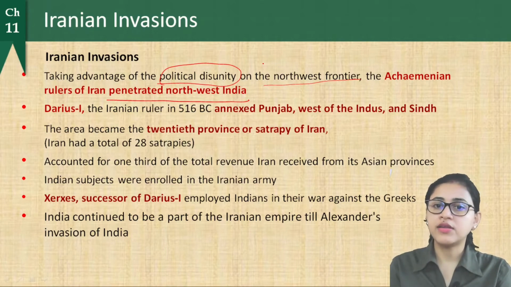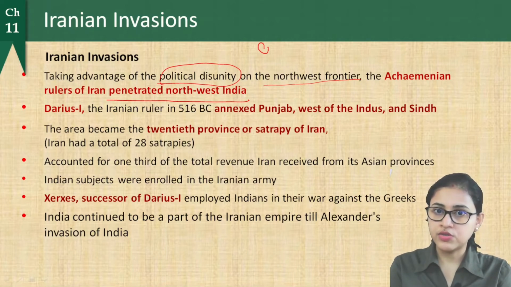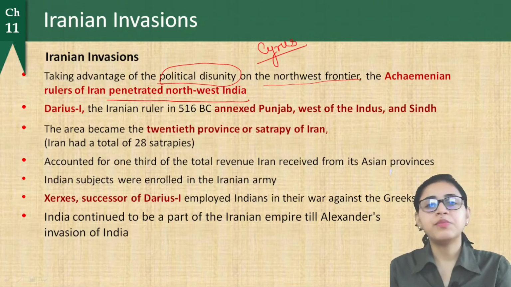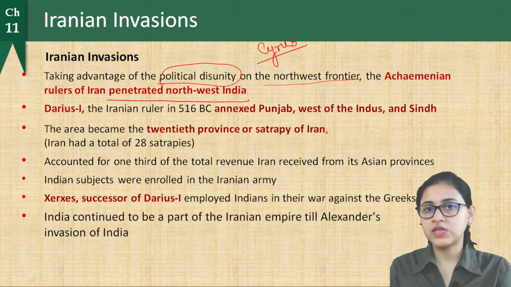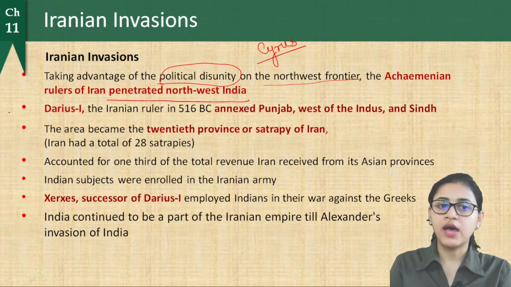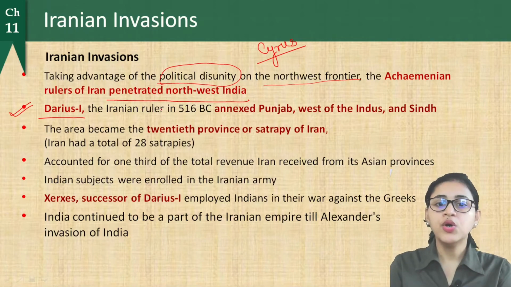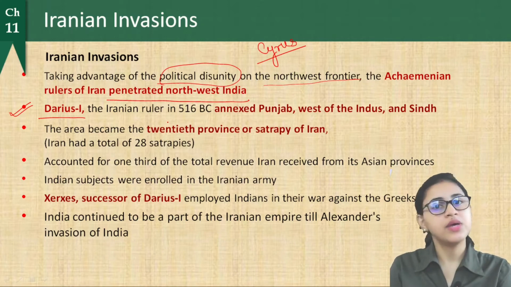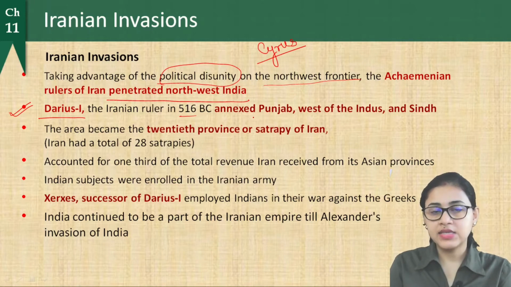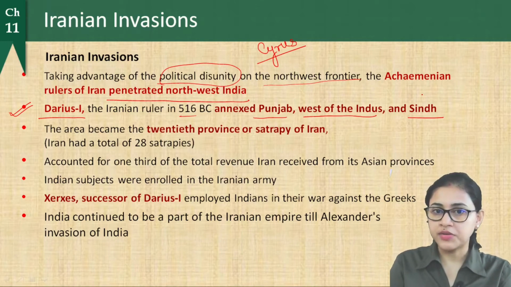Now when we talk of the Iranian invasions, the first invader that we can talk about was Cyrus, who tried to conquer some of the states in the borderline, that is in the northwestern frontier of India. After Cyrus, and this is important, we have Darius I, an Iranian ruler who made some real advance into India. In 516 BC, he was able to annex Punjab, west of the Indus, and Sindh. And these areas together formed a province of Iran.